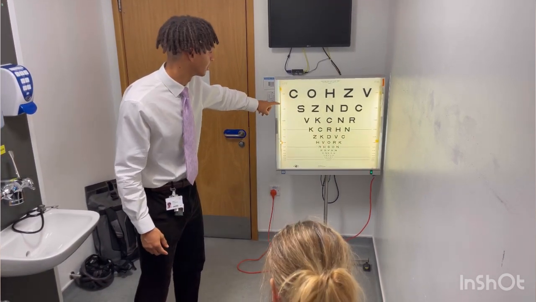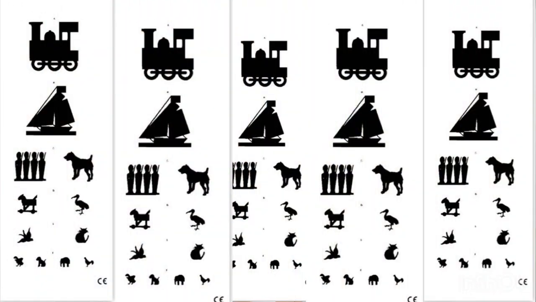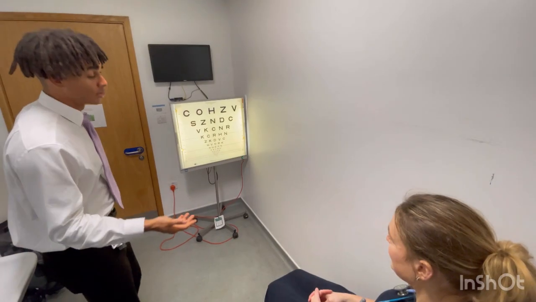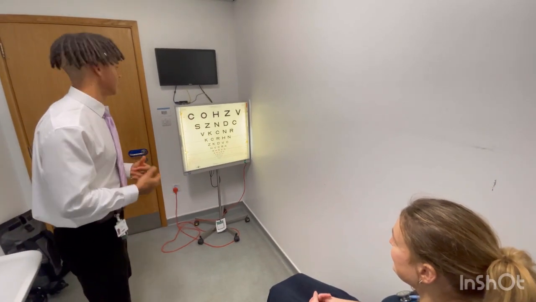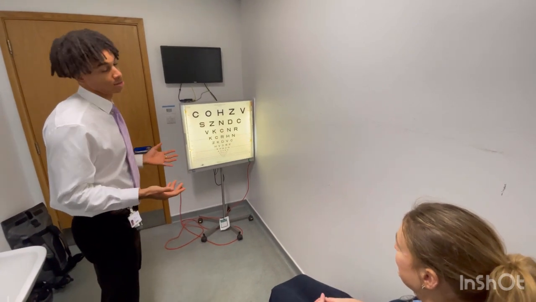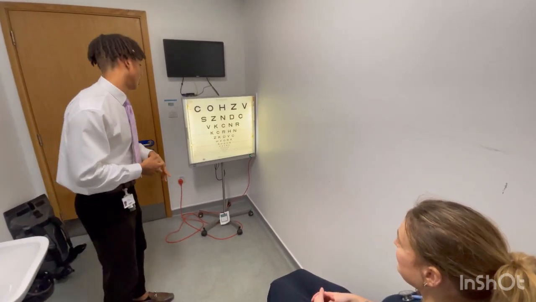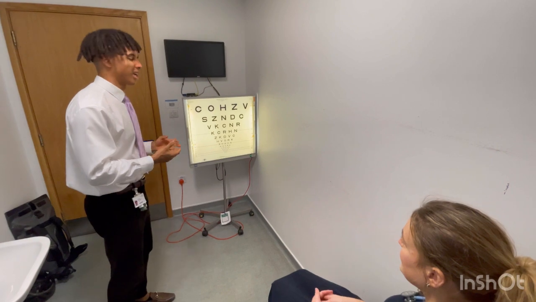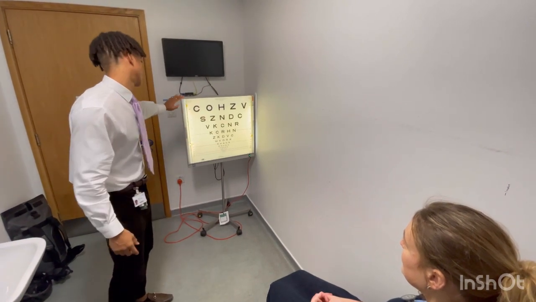If they can't read the letters, then you can use an alternative Snellen chart with pictures, and the same principles apply. Always encourage your patients as they read through the Snellen chart, as nobody likes to be discouraged when they get things wrong. Just help them along and you'll see that their visual acuity can improve.